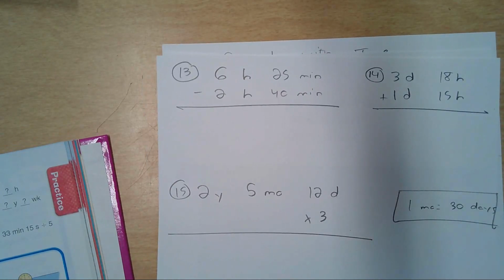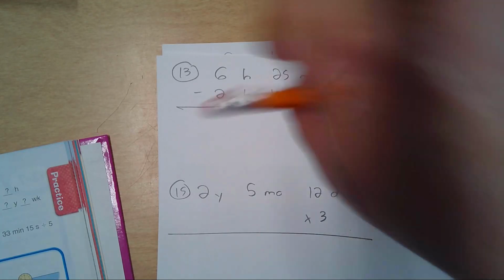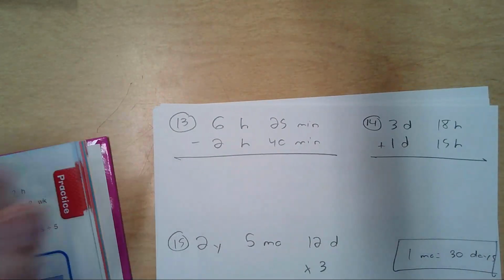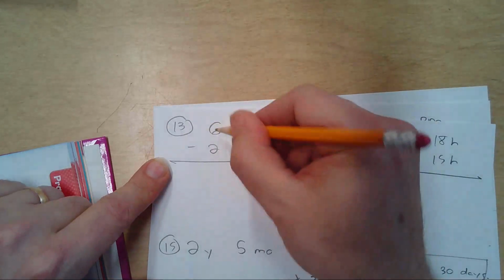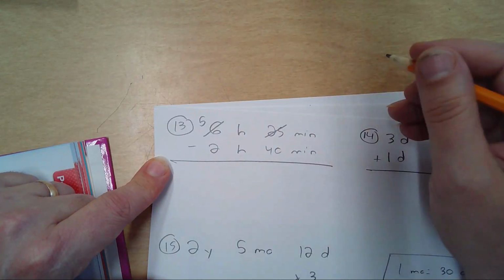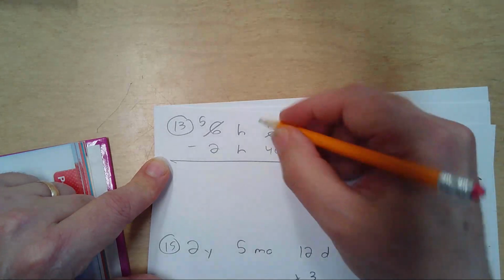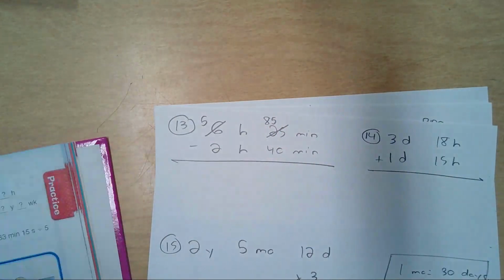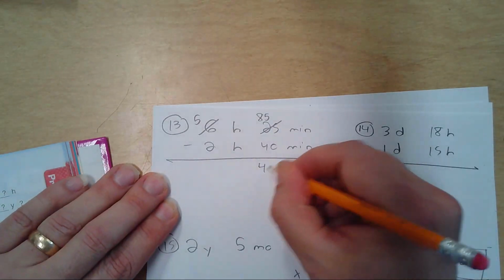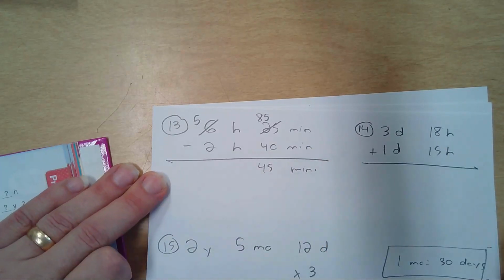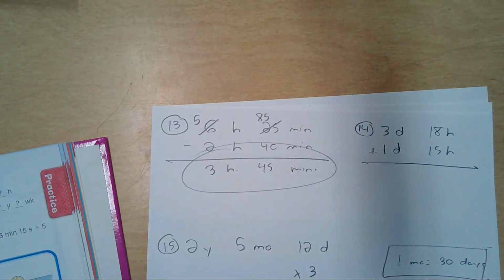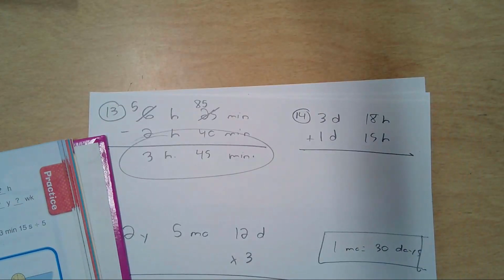All right. Number 13. I got you. Okay. So can't really do anything, so we gotta borrow the 1 from the 6. And then it's equals 75? 85. Oh, 85. Add 60 minutes. Oh yeah. And then mine's at 45. Yep. And then 5 minus 2 is 3. So 3 hours and 45 minutes. That's it. Yep. 3 hours, 45 minutes.